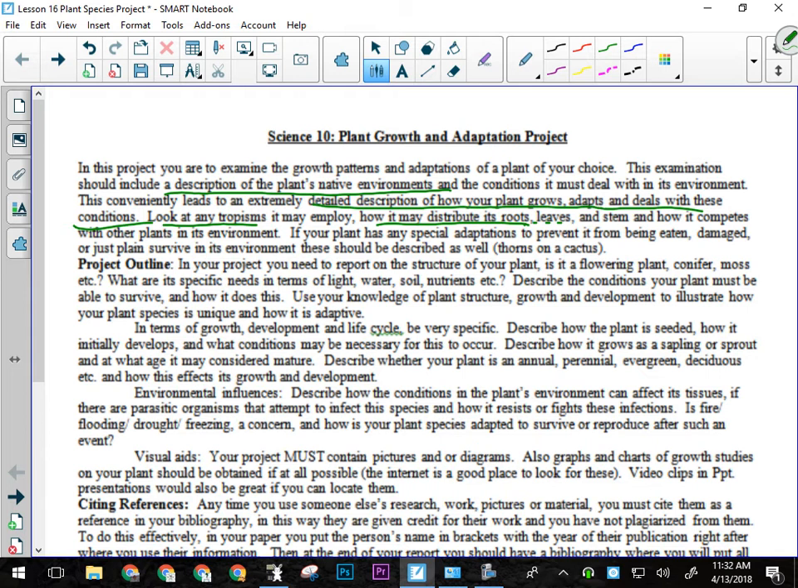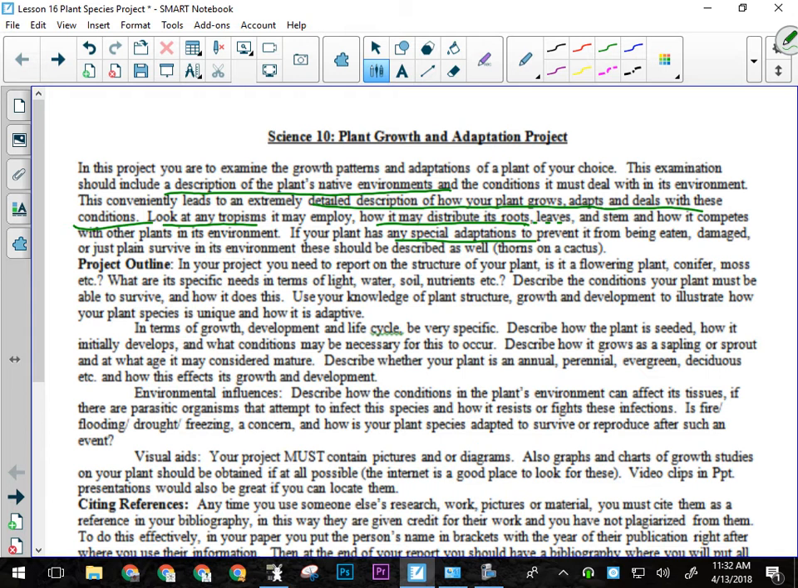Okay. If your plant has any special adaptations that prevent it from being eaten, damaged, or just plain survive. Thorns on the cactus is the example we already used. Eucalyptus trees have a thick bark that insulates them against the heat of a fire, so they can actually survive being burned. Okay, things like that. Interesting adaptations that your plant might use.